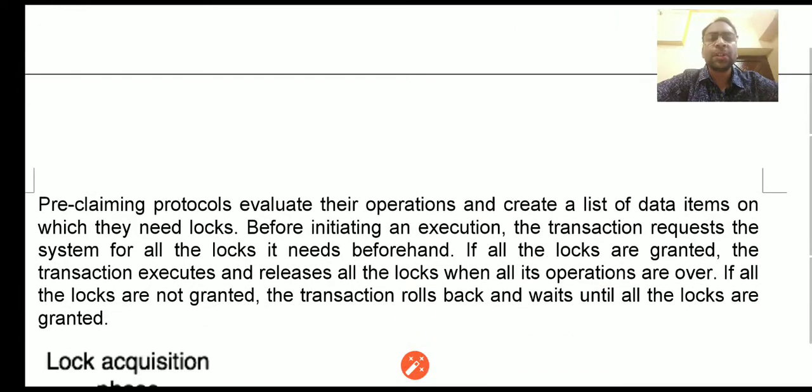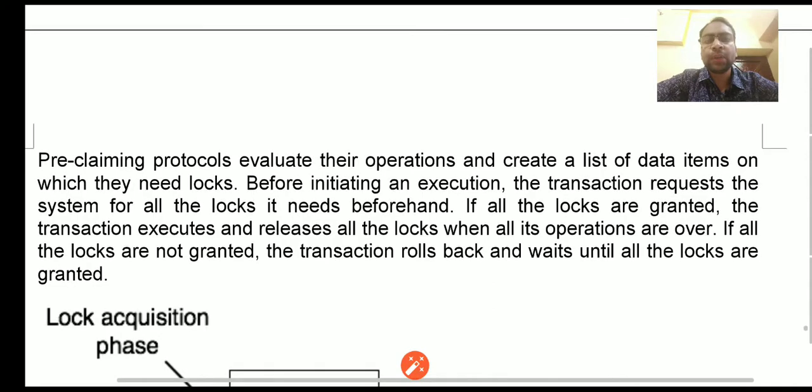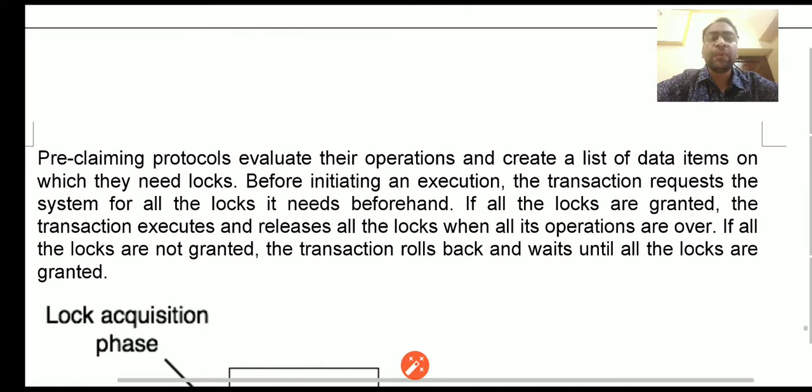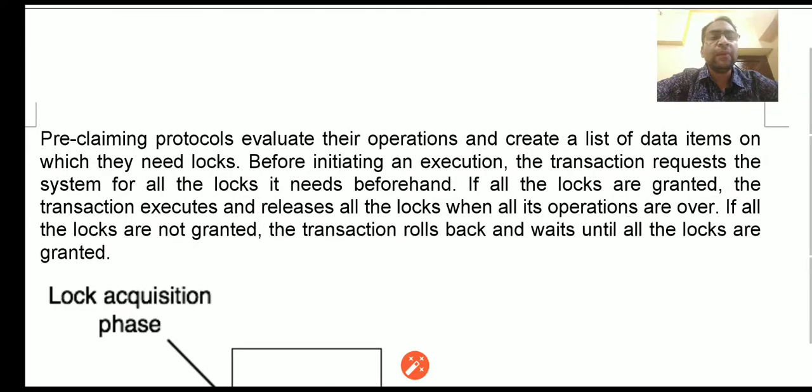Now this pre-claiming lock protocol says that transactions evaluate their operations and create a list of data items on which they need locks. Before initiating an execution, the transaction requests the system for all the locks it needs. If all the locks are granted, then the transaction executes and releases all the locks when all its operations are over. And if all the locks are not granted, then the transaction rolls back and waits until all the locks are granted. So this is a pre-acquisition phase.